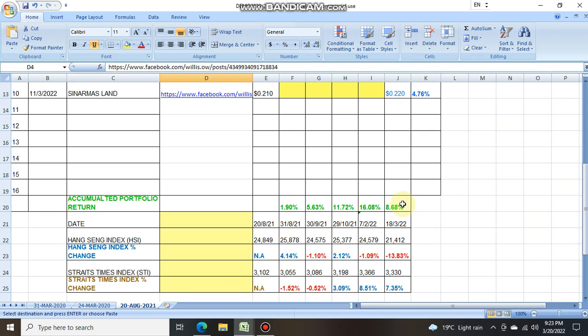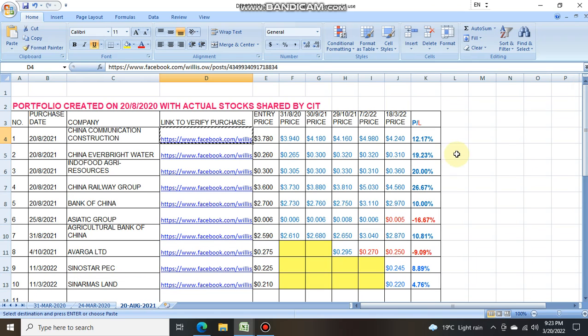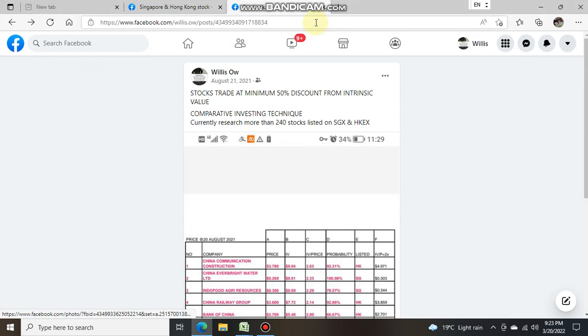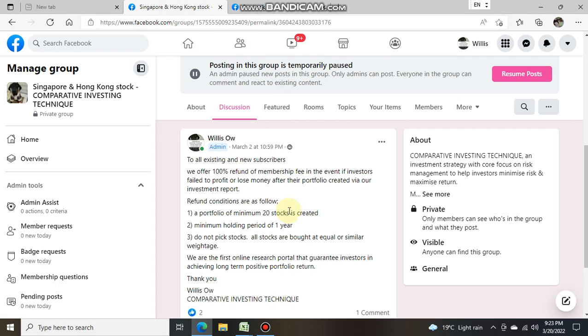This is the reason why, when you invest via CIT, you will never lose money. This is a point that we have shared with investors. When you sign up as our member, we offer you a 100% refund of the membership fee in the event that the investor fails to make a profit or loses money after their portfolio is created via our investment report.